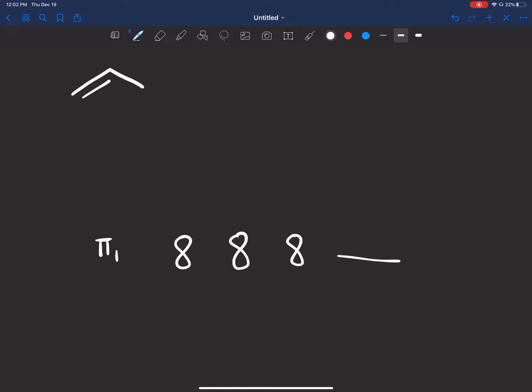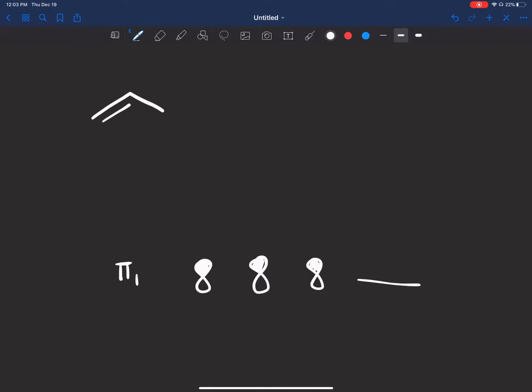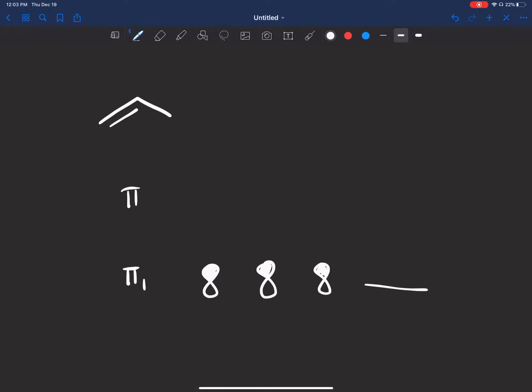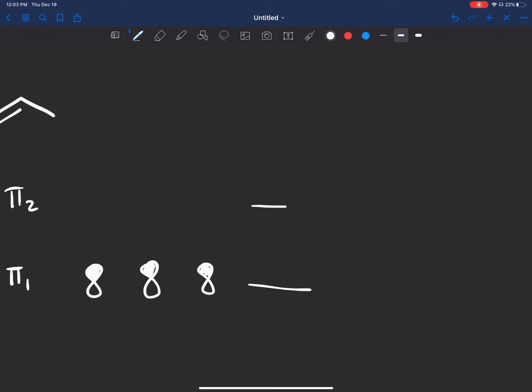Remember, this is 0 nodes, so everything overlaps. Easiest one to draw. We're going to have another orbital with 1 node. So 0 nodes, 1 node.